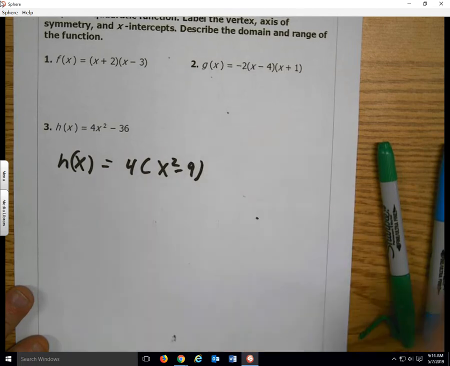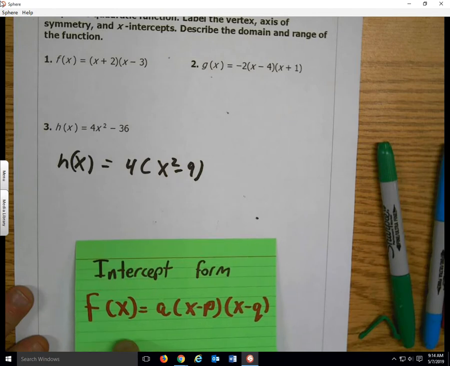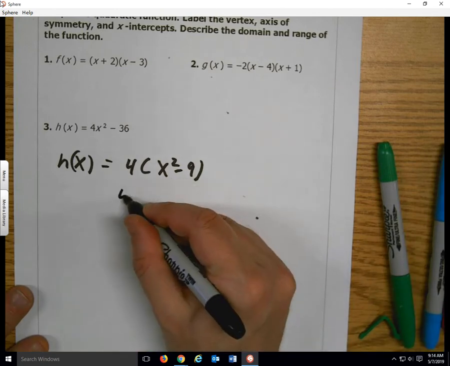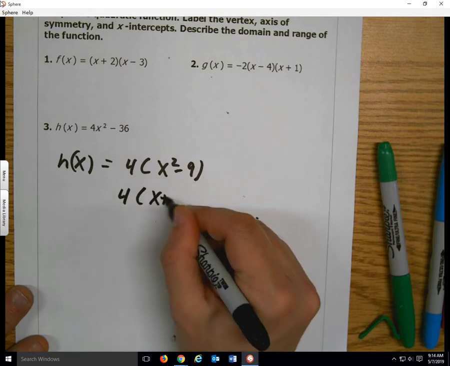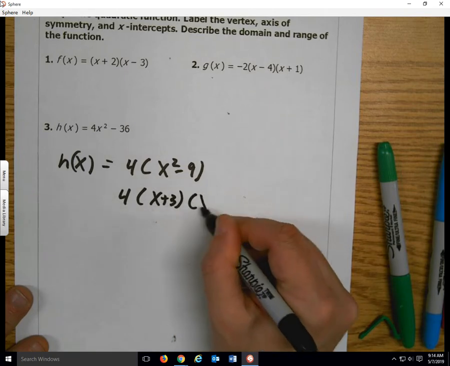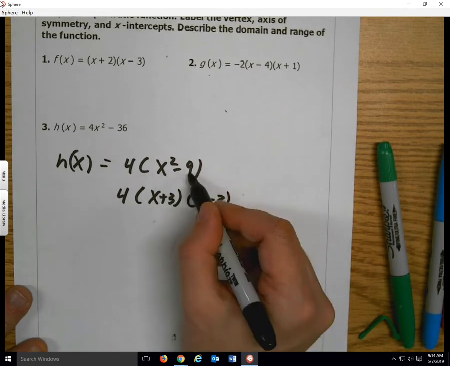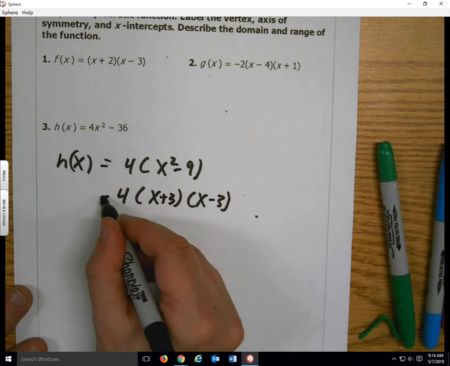And it's still not quite in this form. There's only 1 set of parentheses. But we can turn it into this form by factoring this. So we'd have x plus 3 times the quantity x minus 3, because it's the difference of squares. This is a square, this is a square, and there's a negative.